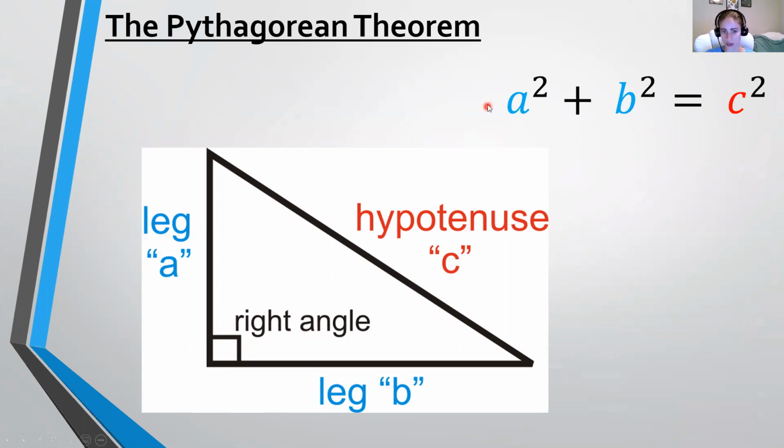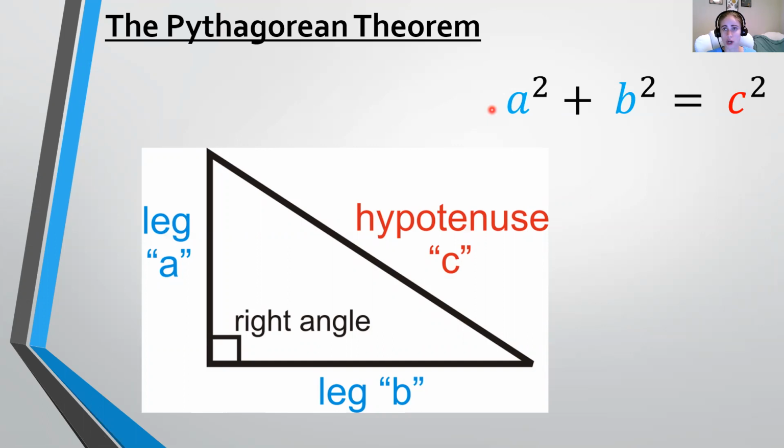So the Pythagorean Theorem is a squared plus b squared equals c squared. And you might look at that and just say, all I see are 3 different letters being added together. Well, that's because a theorem is similar to a formula.